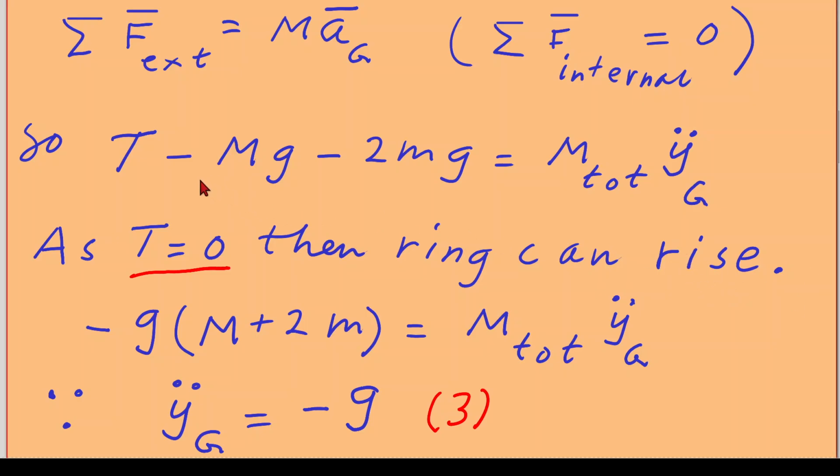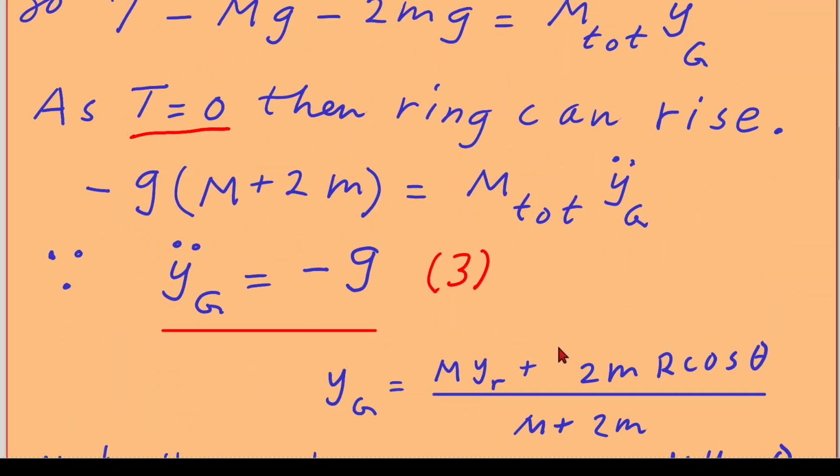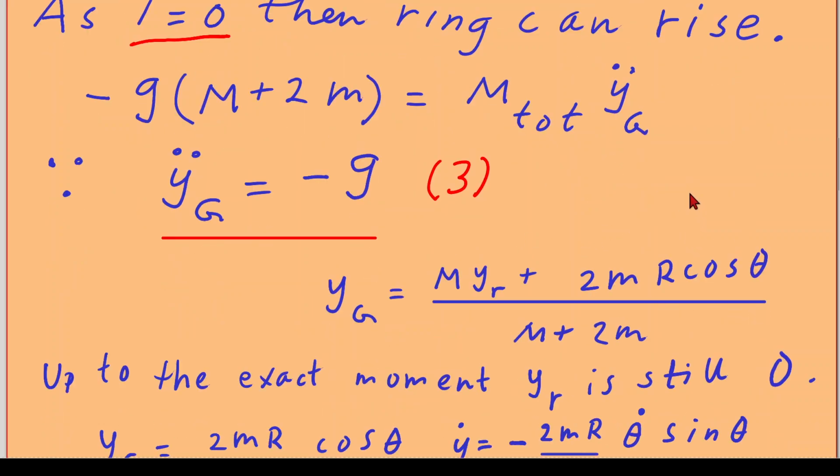So then the center of mass law becomes very simple. Look here, minus g times M plus 2m. But what is that? That is the total mass of the system: ring mass and the two bead masses. So at that moment, the acceleration of the center of mass will be minus g, downwards. Okay, so that looks like a very elegant result, I would say.